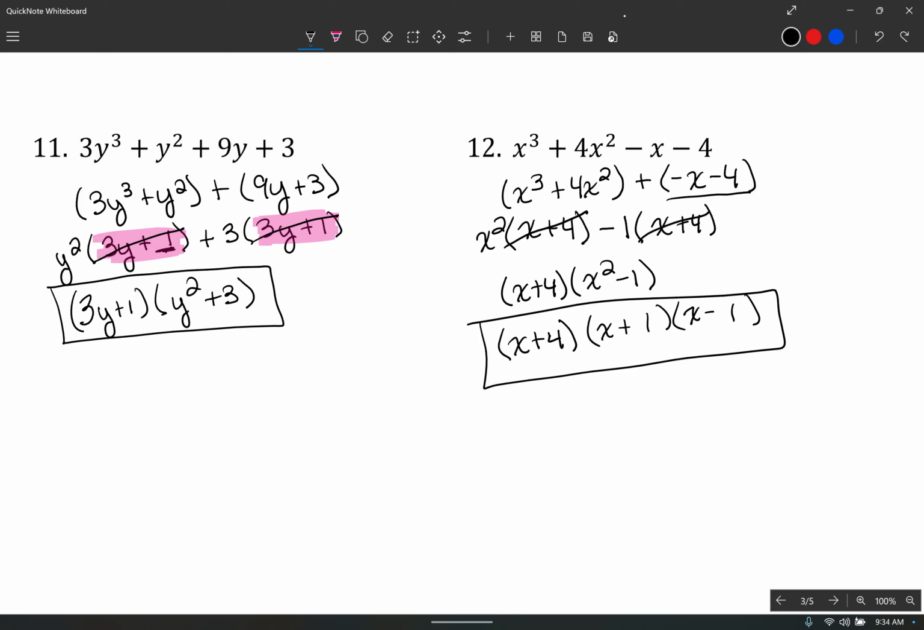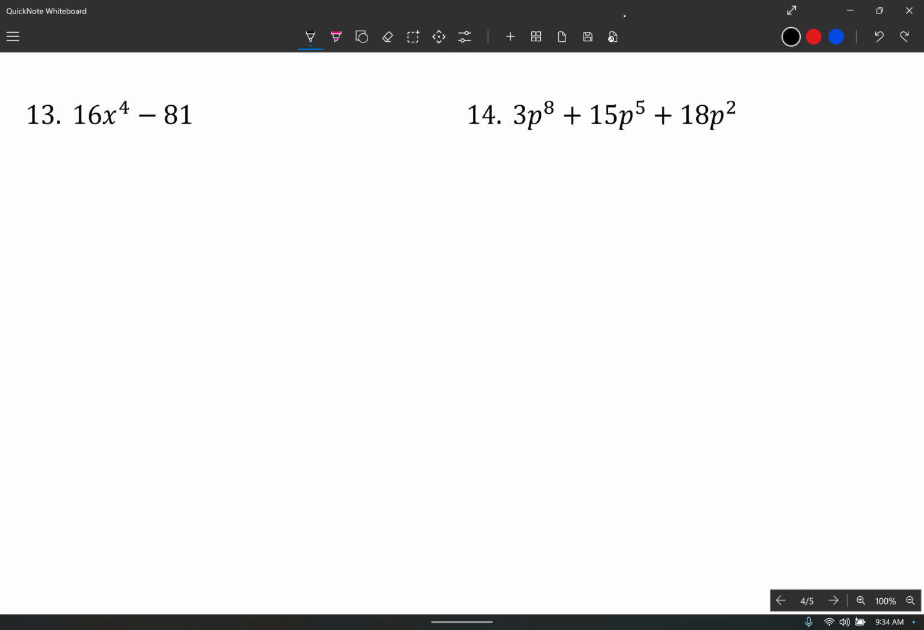All right, so obviously number 13 is not factoring by grouping, but I do have two terms. So I'm going to look at those two terms and decide what I should do here. So I either have perfect squares or perfect cubes. That's the only way I'm going to be able to factor that. And I see I don't have any common factors, and they're definitely not perfect cubes because 4 does not divide by 3. So I do have two perfect squares and a minus sign, so I will factor that into 2.